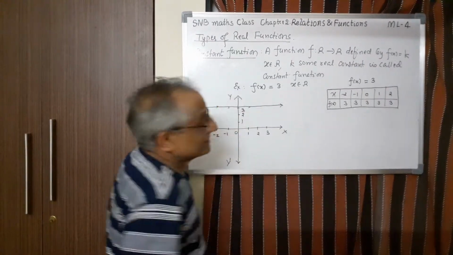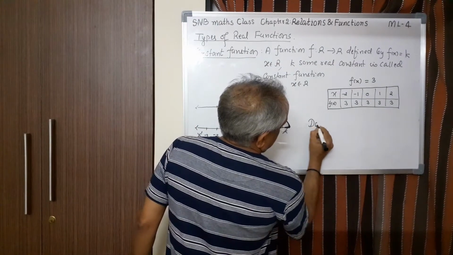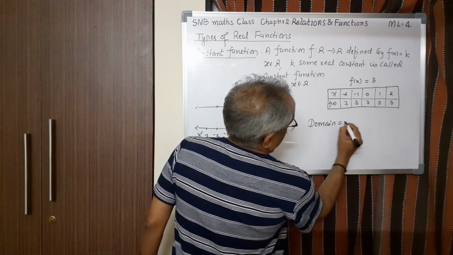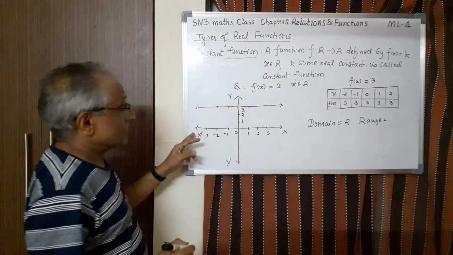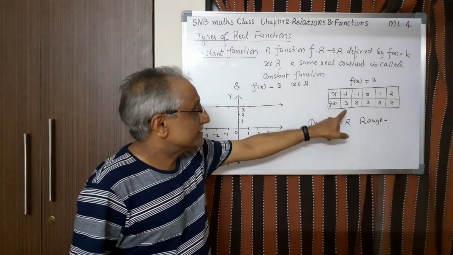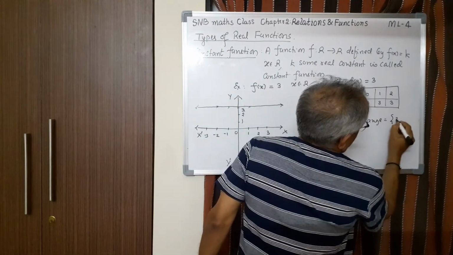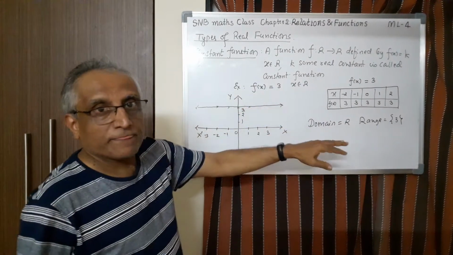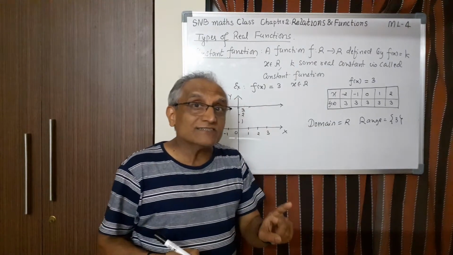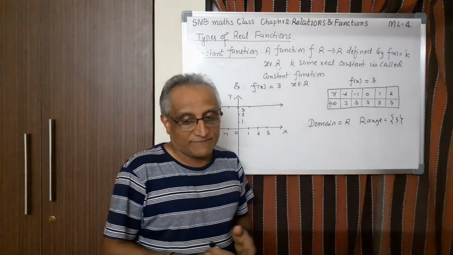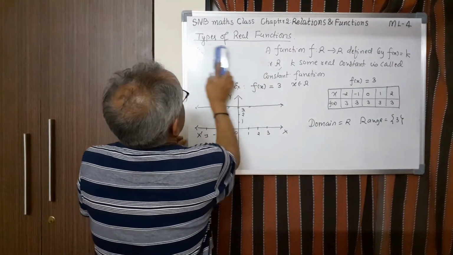Now the question is, what is the domain of this function? Definitely, domain is R. But what is the range? All the values are going to 3 means 3 is the only image in the codomain. So range is here 3. If it is k, it is k. If it is 10, it is 10. Like that, it is only a singleton set. So for a constant function, range is a singleton set. So this is the idea. So this is the second function, constant function.